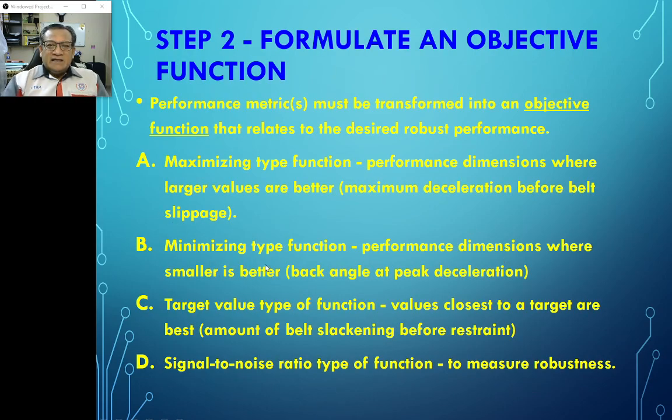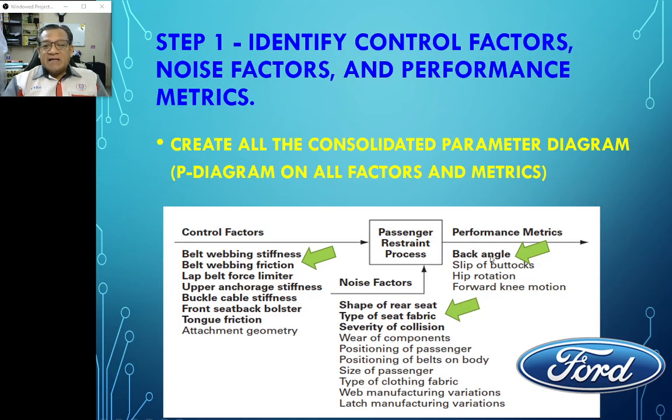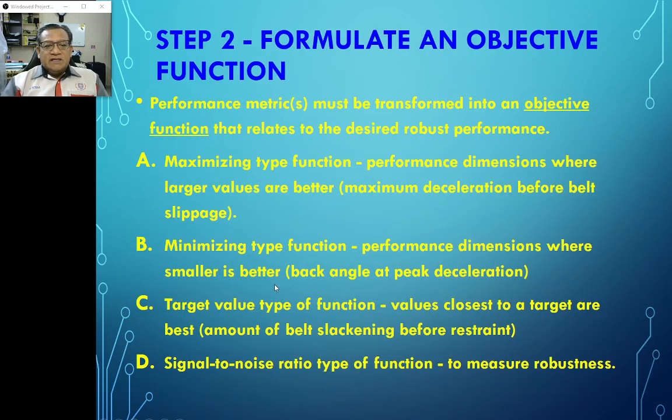So definitely in this kind of objective for the backseat passenger car test, you want to minimize the back angle, which is the movement towards the front. So in this kind of test, engineers want to minimize the back angle, so they must achieve the objective function of minimizing type, which is a performance dimension where smaller is better. The smaller back angle is much better. Or you have a function of target value type, value closest to a target is best.